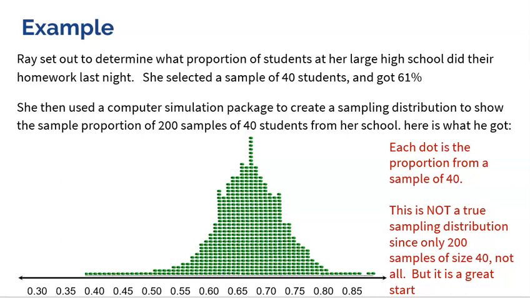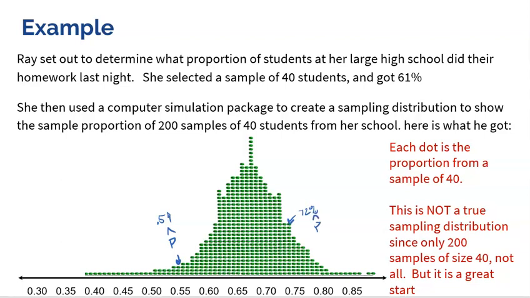So she had a computer simulation package create a sampling distribution to show the sample proportion of 200 samples of 40 students. So every single one of these dots represents a p-hat. For example, right here is a p-hat, right around about 54% of kids in that sample did their homework. Here's a sample right here, which is maybe 72% of kids in that sample did their homework. But again, every single one of these dots represents a p-hat.